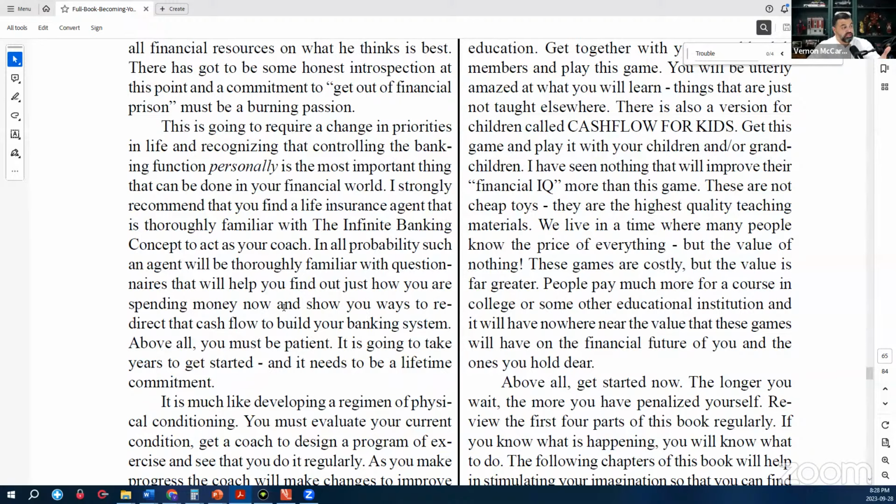This is financial DNA, your money now, and show you ways to redirect. We literally walked through that in one of the examples, to redirect that cash flow to build your banking system. Above all, you must be patient.